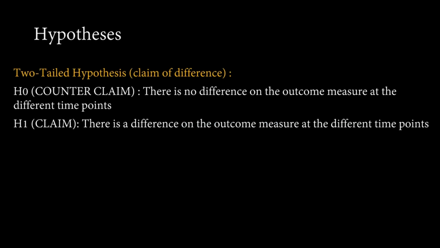Our hypothesis is there's only 2 hypotheses here. One is that there's no difference on the outcome measure at the different time points. That's our null hypothesis. And our alternative hypothesis is that there is a difference at the different time points.